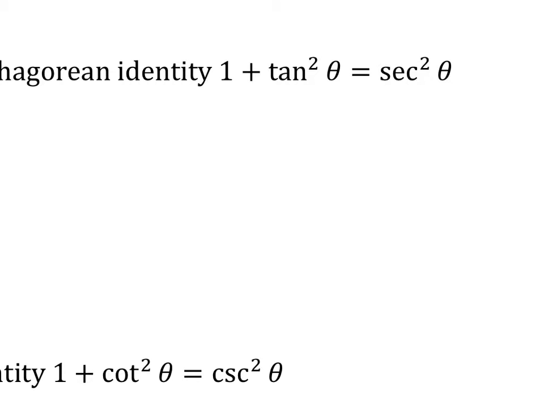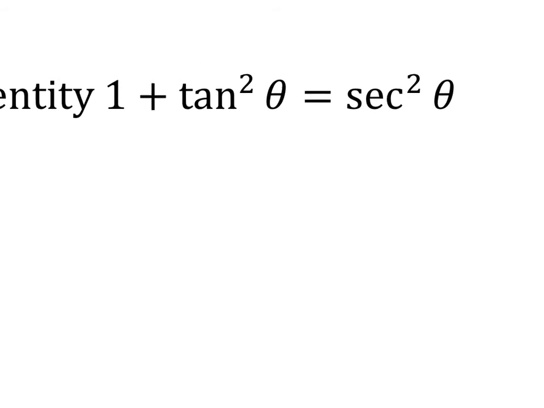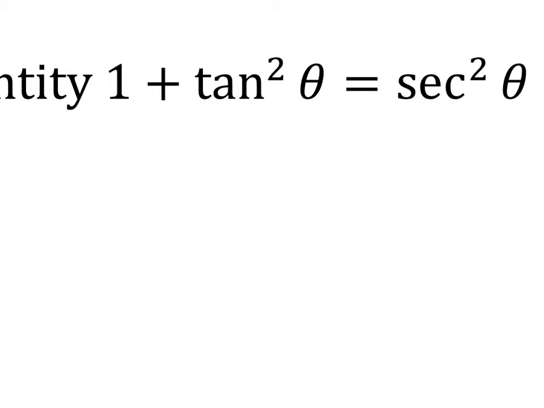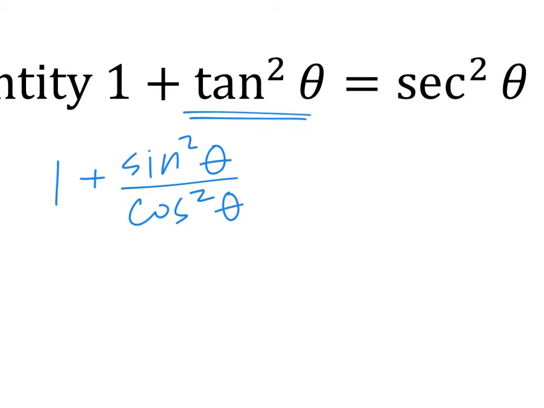Obviously, that is the identity, but we need to somehow prove it. Somehow we need to change 1 plus tangent squared so it looks like the right-hand side. I'm going to show you how to do it first, and then you can follow these tricks. Tangent squared is the same thing as what over what? Sine over cosine. So whenever you can't figure out what to do, you always change everything to sine and cosine. So this is 1 plus sine squared over cosine squared.